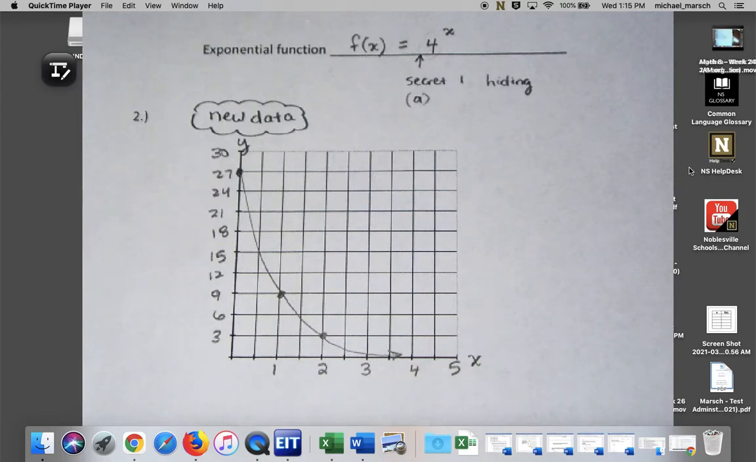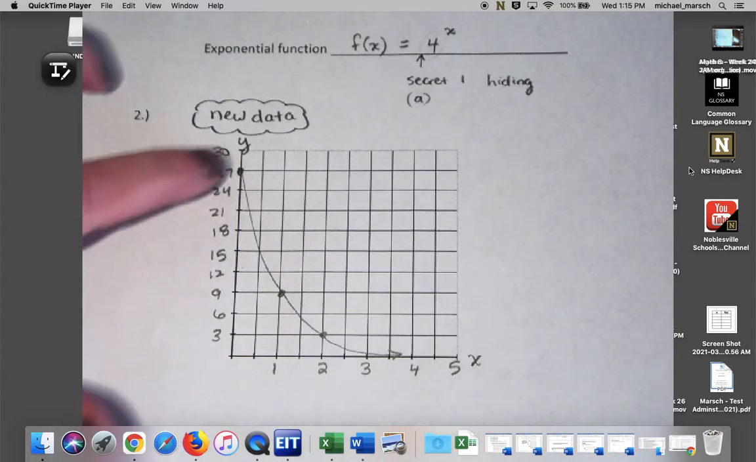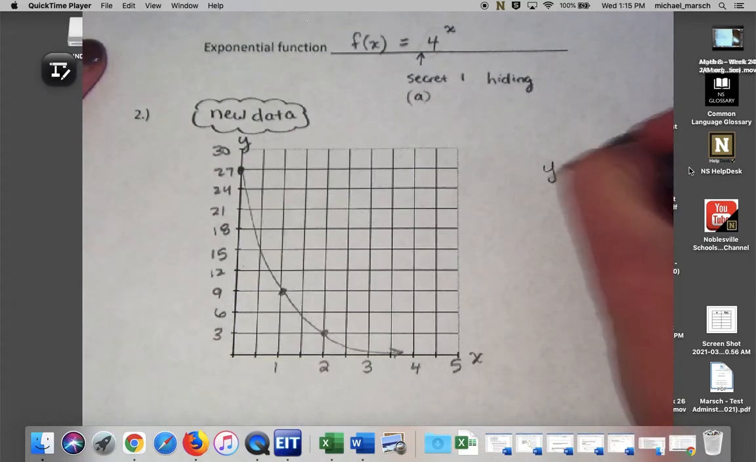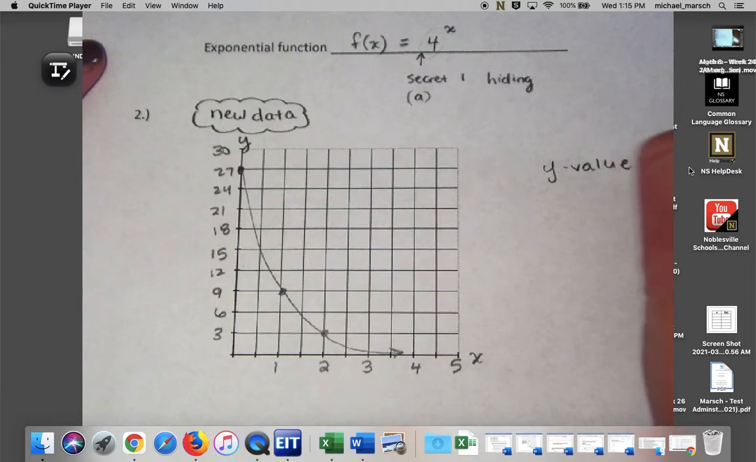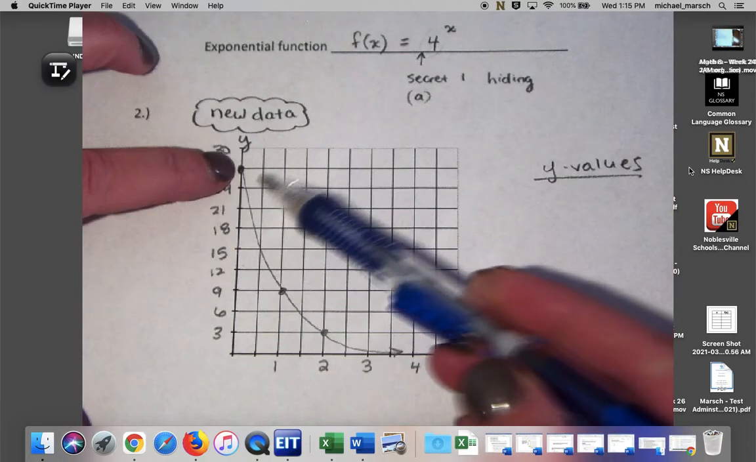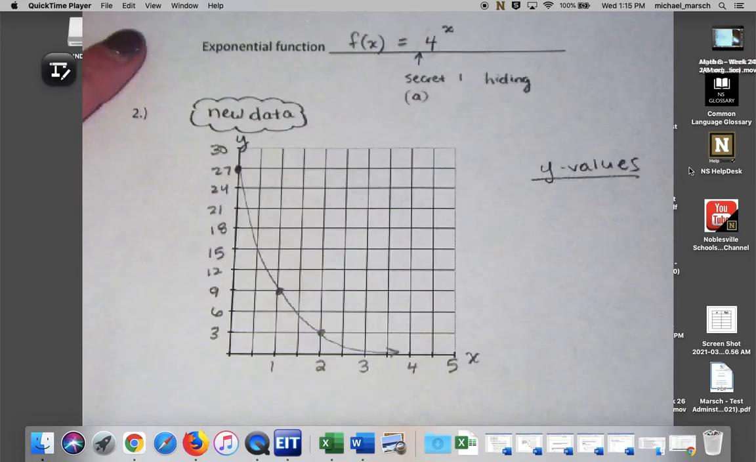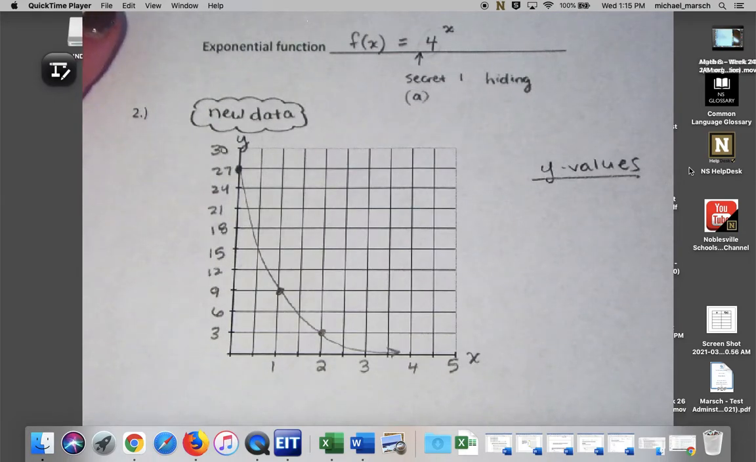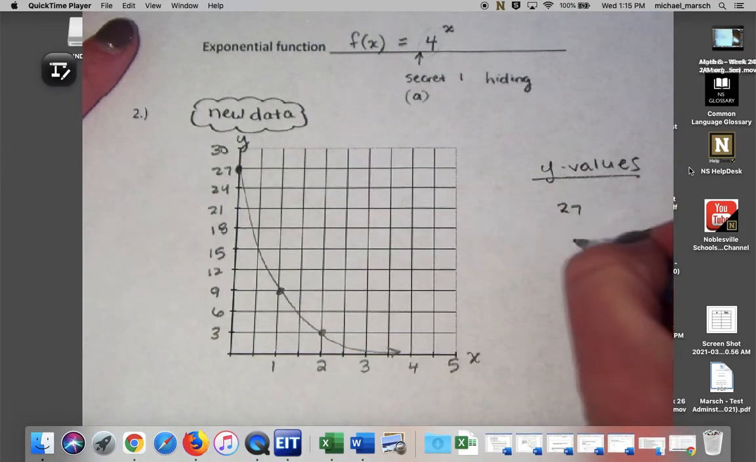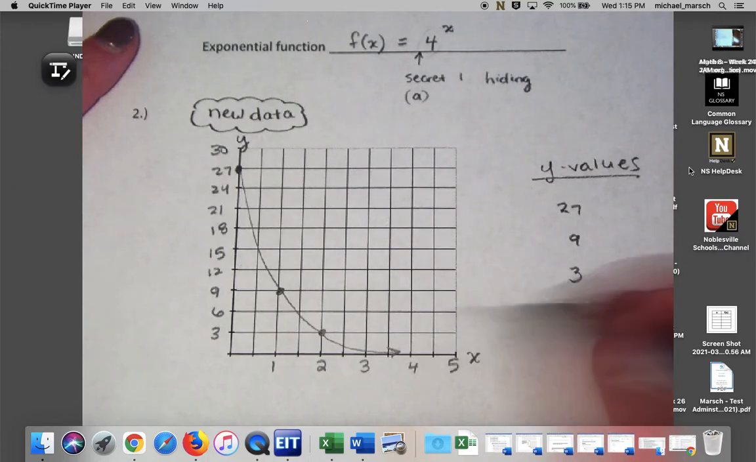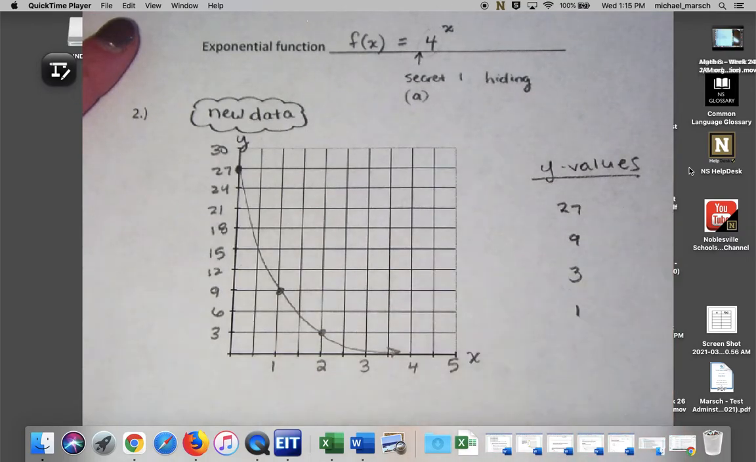Okay, so I still have f of x. Now tell me, what am I doing if you look at the y values? What are the y values of each of these ordered pairs? Dividing by 3. We have 27, 9, 3, and then you can't really see it, but that would be 1. Okay? And yes, we are dividing by 3.